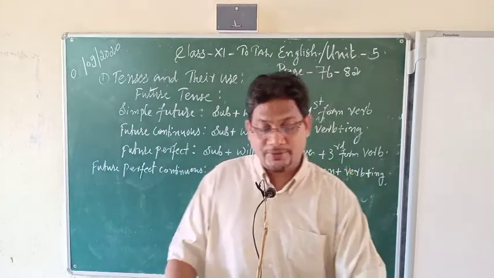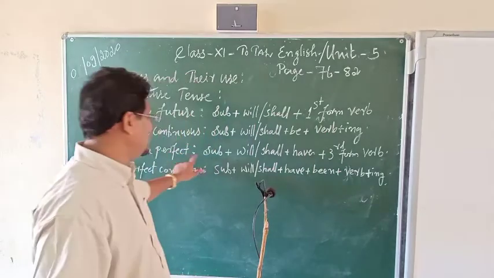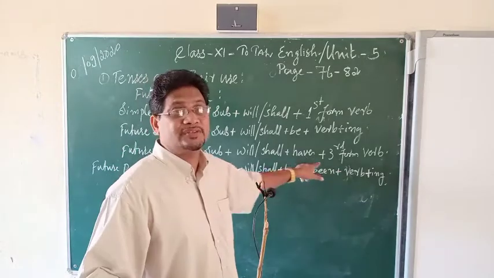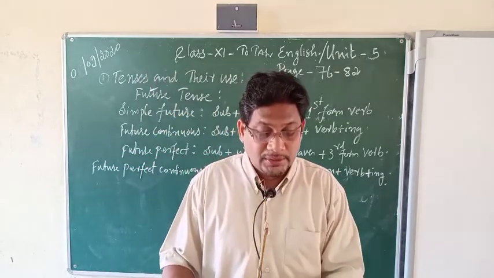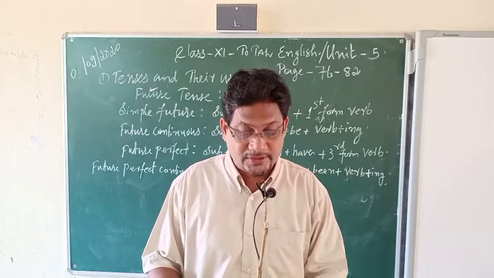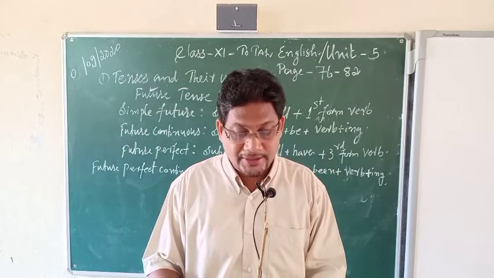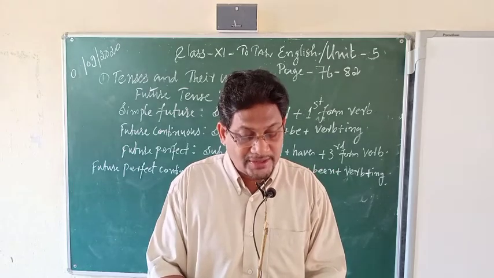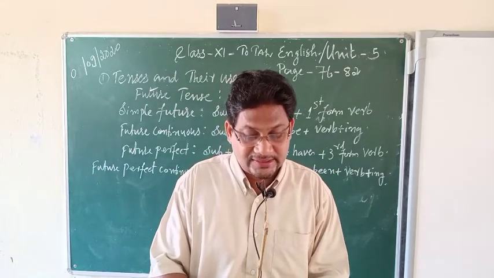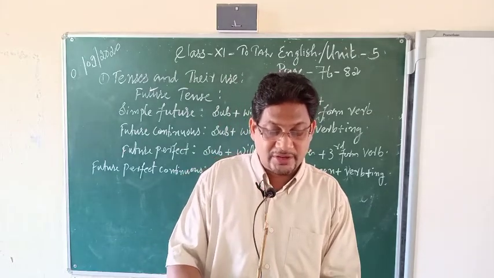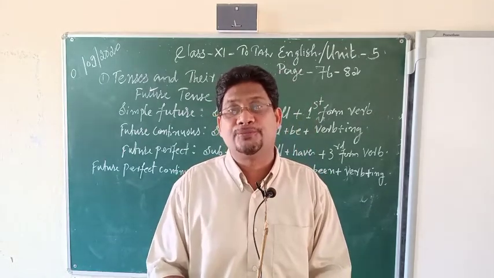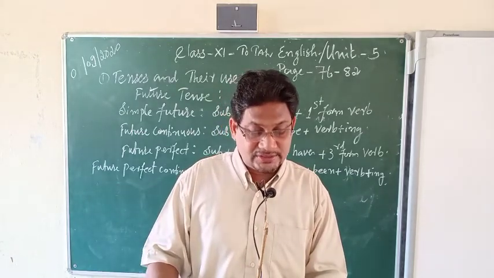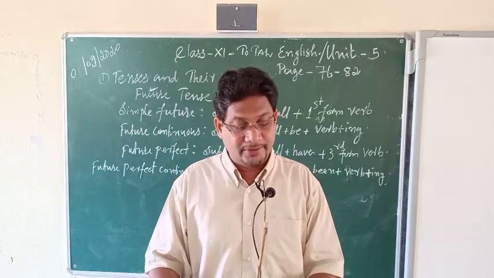Then the future perfect and future perfect continuous. Future perfect formula is already given here. Subject plus will or shall plus have plus third form of the verb. Here we often use the future perfect with by and not till or until, to show that an action will already be completed by a certain time in the future. I will have retired by the year 2025. I will not have retired till the year 2025.